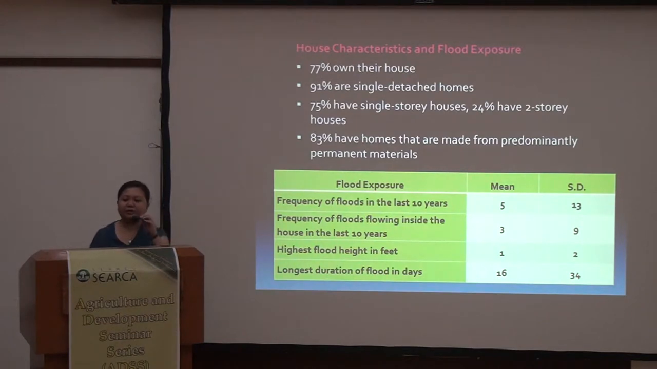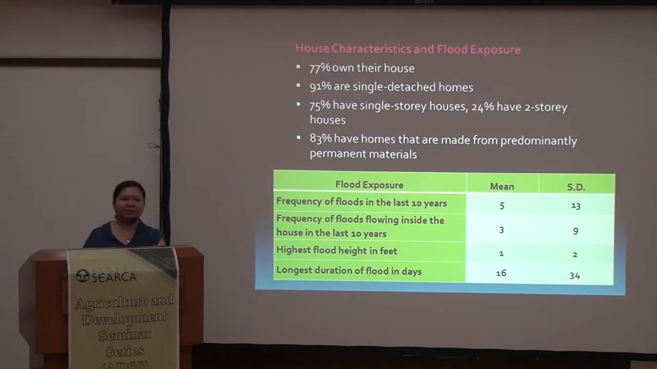77% of the households own their house, 91% are single detached homes, while 75% are single story houses, and only 24% have two story houses. I think this information is crucial in designing the adaptation option, since we know that one of the ways by which we can minimize the impact of floods is by raising your house structure to avoid damages and property losses. And 83% have homes that are made from predominantly permanent materials.